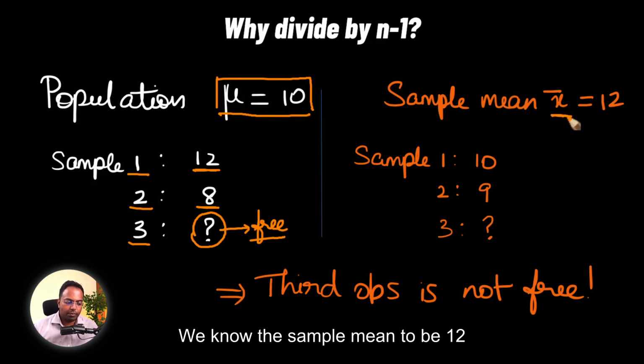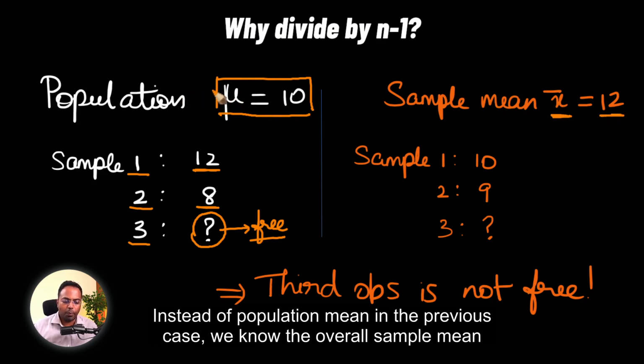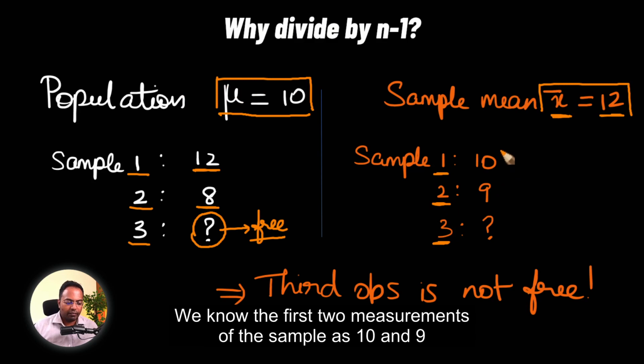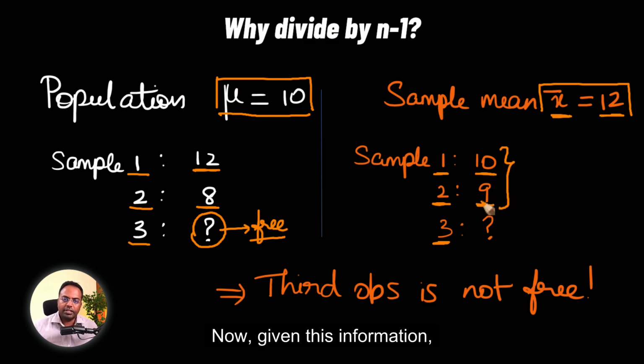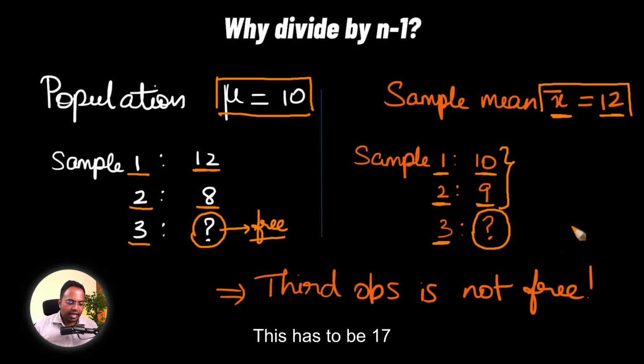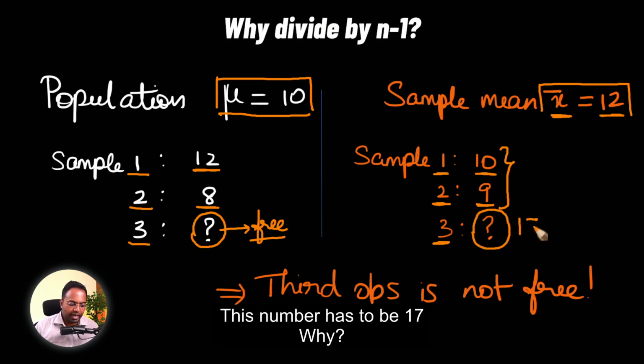Now let's take another case where we know the sample measurements. We know the sample mean to be 12, right? Instead of the population mean in the previous case, we know the overall sample mean to be 12, and we have 3 items in the sample. And we know the first 2 measurements of the sample as 10 and 9. Now given this information, can you guess what would be the value of the third item here? This has to be 17.